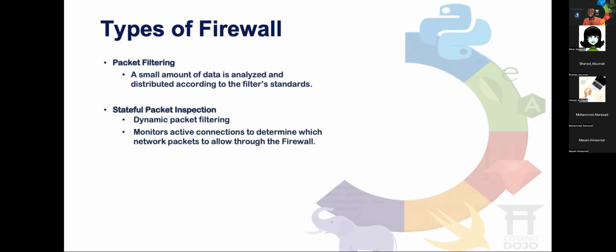Now, the next thing is the stateful packet inspection firewall. This firewall is also known as dynamic packet filtering, which is the same one above, and it would monitor active network connections to determine which packets to allow through the firewall. So you remember when I said that for the music room, you need to have some old information, right? That is how the stateful packet firewall works.